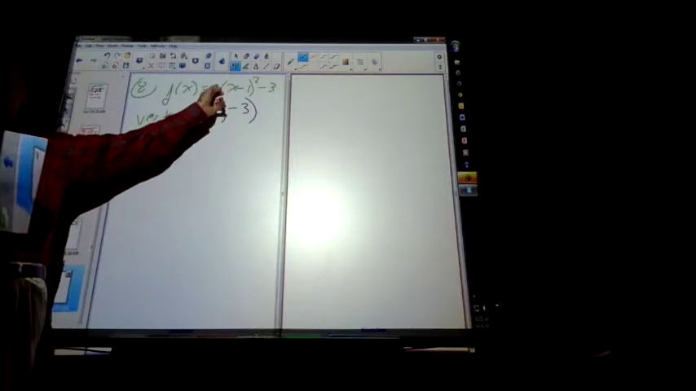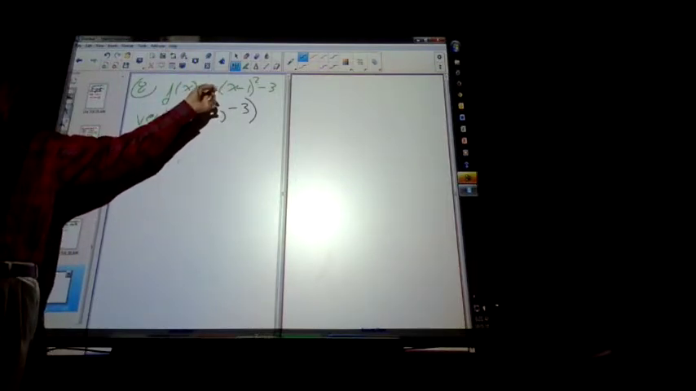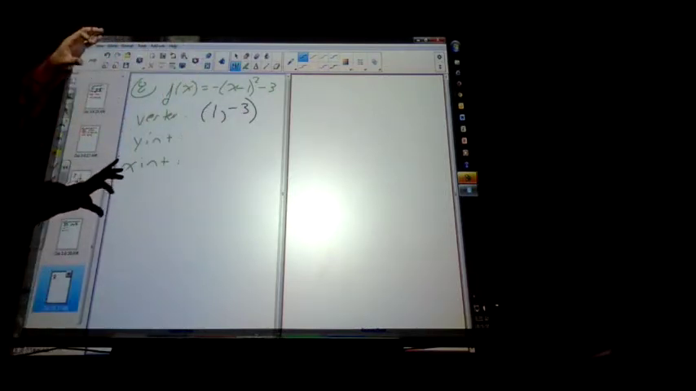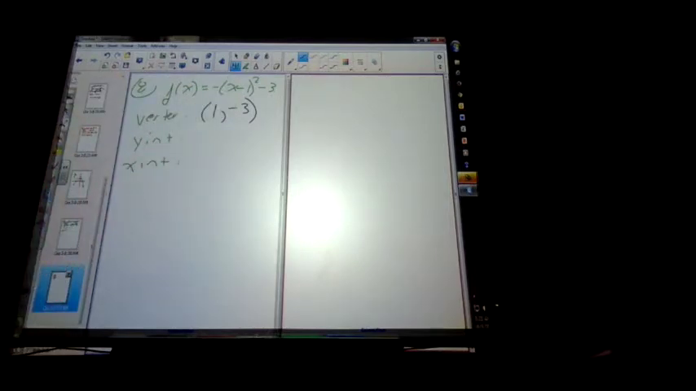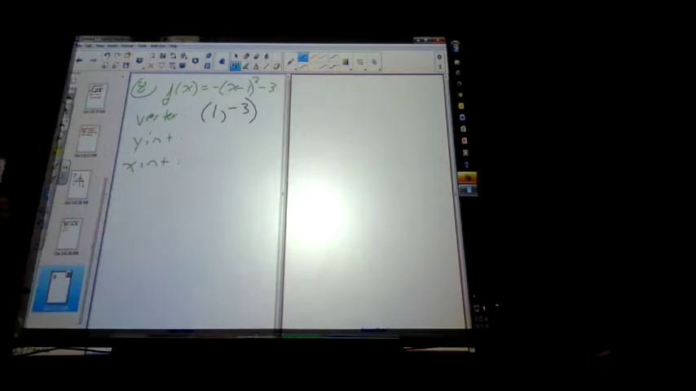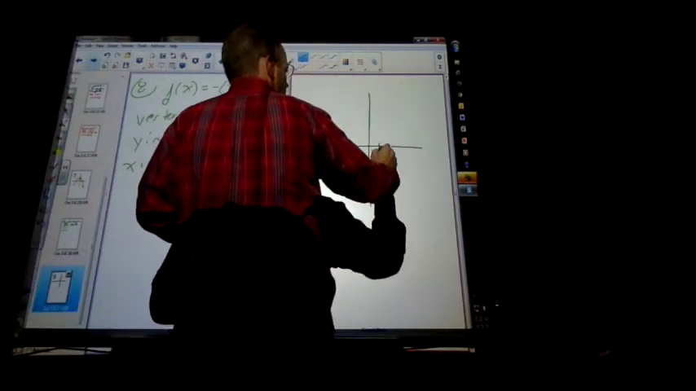You keep that negative out there. It's a good call. Keep that grouping out there, and inside the grouping it's always going to be opposite. Whatever's happening outside of the grouping will not influence the vertex. This is just going to be the growth factor opening downward. So (1, -3). A good question. I like it.